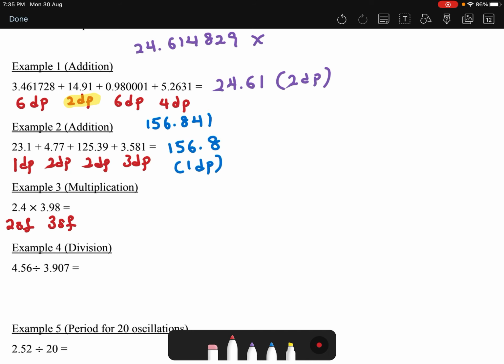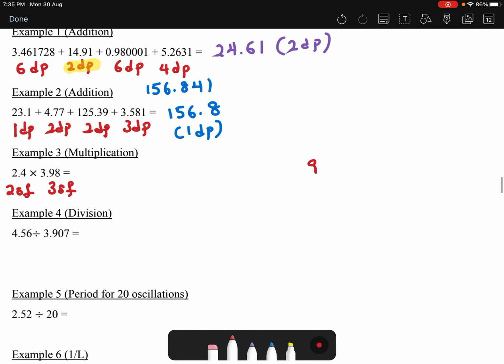So in my calculator, I get roughly 9.552. So this is for SF. So cannot give them for SF. You must give them 2SF, right? So 9.6. So this one is 2SF. But of course, if you want to give them one more, it's okay. So means that you can give 2SF or 3SF. That one is okay. Alright.